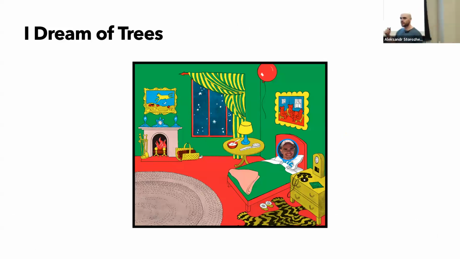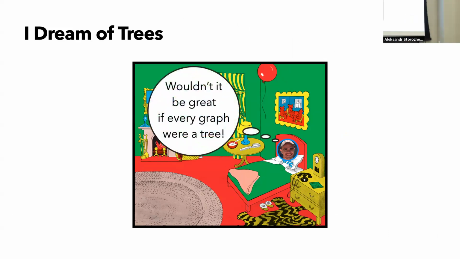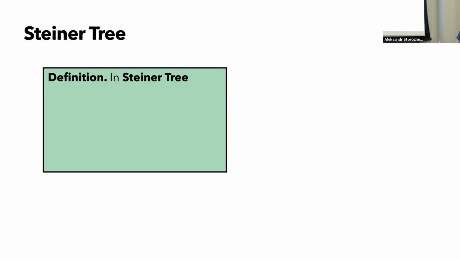And I don't know what normal people dream about at night, but when I'm cozily tucked away in my bed, I have these very pleasant dreams to myself about how it would be so great if every graph were a tree. So what do I mean by that? Well, my running example today of a problem is going to be the Steiner tree problem.